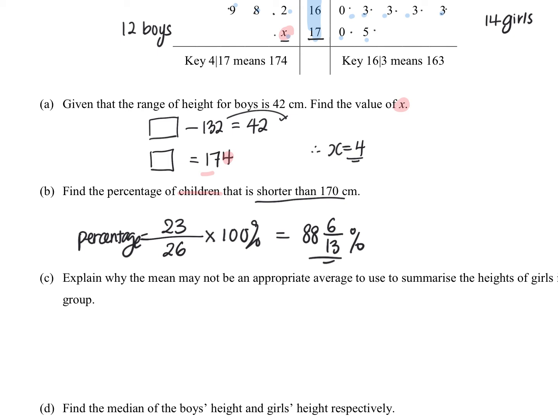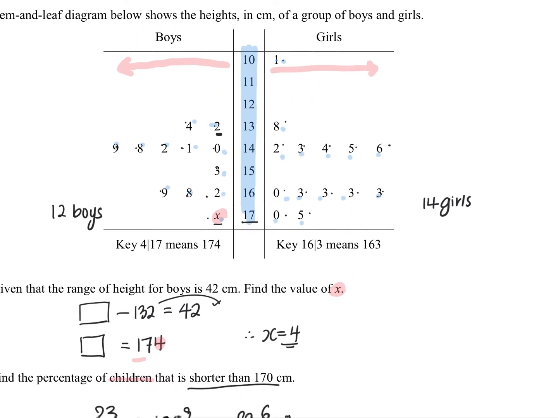Okay. Next part of the question, explain why the mean may not be an appropriate average to summarize the height of the girls in this group. What's wrong with the data set? Let's take a look at the data set. Majority of the data set starts from the height 138 all the way to 170. This is the main bulk of the data. However, there's a special data, 101, that is extremely short.